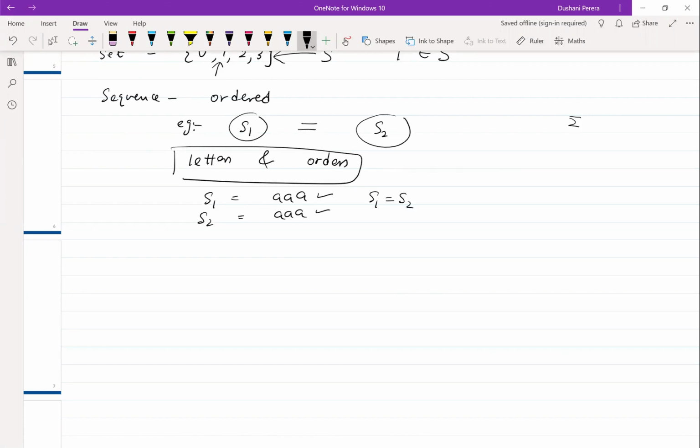Then in another case, S3 is ABA, S4 is AAB. Now the letters are the same, but the order is not the same. The order in which these are placed is different. Because of that, we can't say that these two are the same. These two are different.